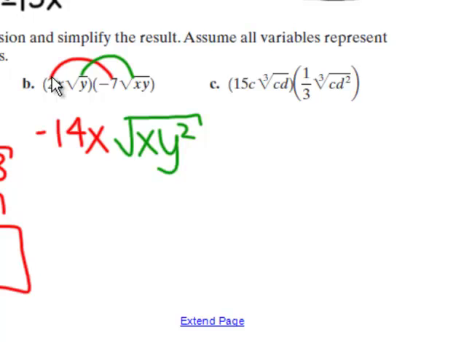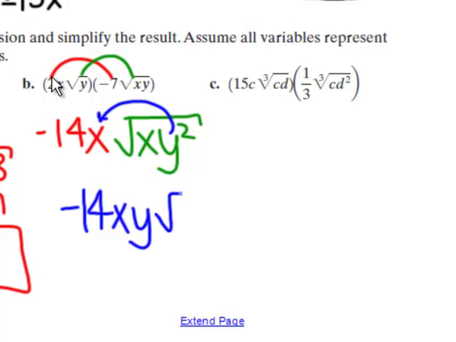And then again, we always have to check to see if we can simplify further. So inside of our square root, I only have one x, so he has to stay inside of there. But I have 2 y's, and we can make a group of those 2 y's, and they can come out. So we get negative 14x times the y we pulled out times the square root of x.